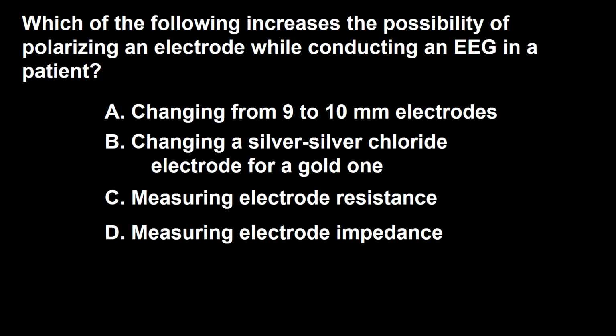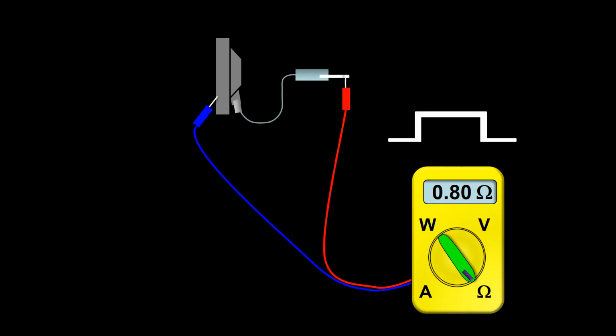Next question. Which of the following increases the possibility of polarizing an electrode while conducting an EEG in a patient? A. Changing from 9 to 10 millimeters electrodes. B. Changing a silver chloride electrode for a gold one. C. Measuring electrode resistance. D. Measuring electrode impedance. In this frame, I am representing the measuring of resistance in an electrode.